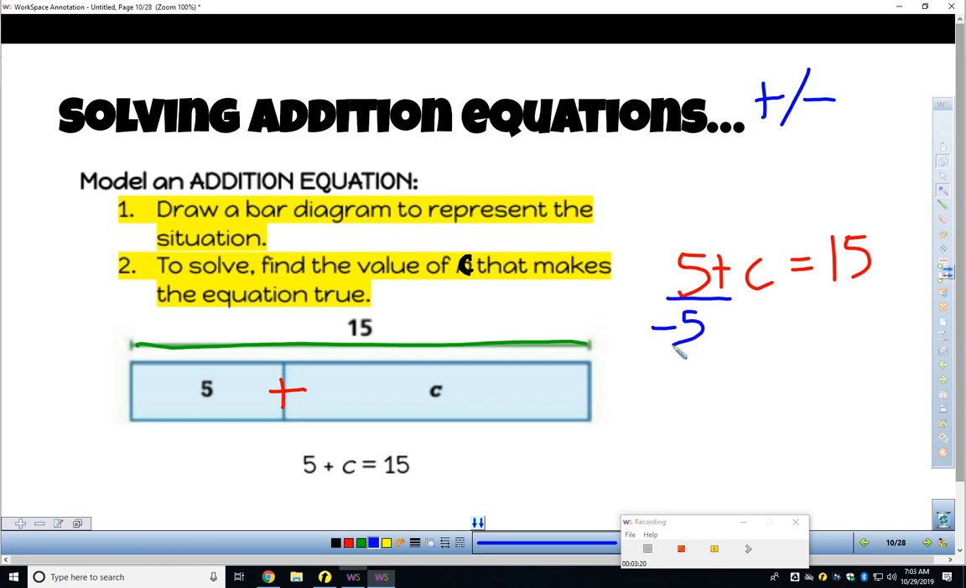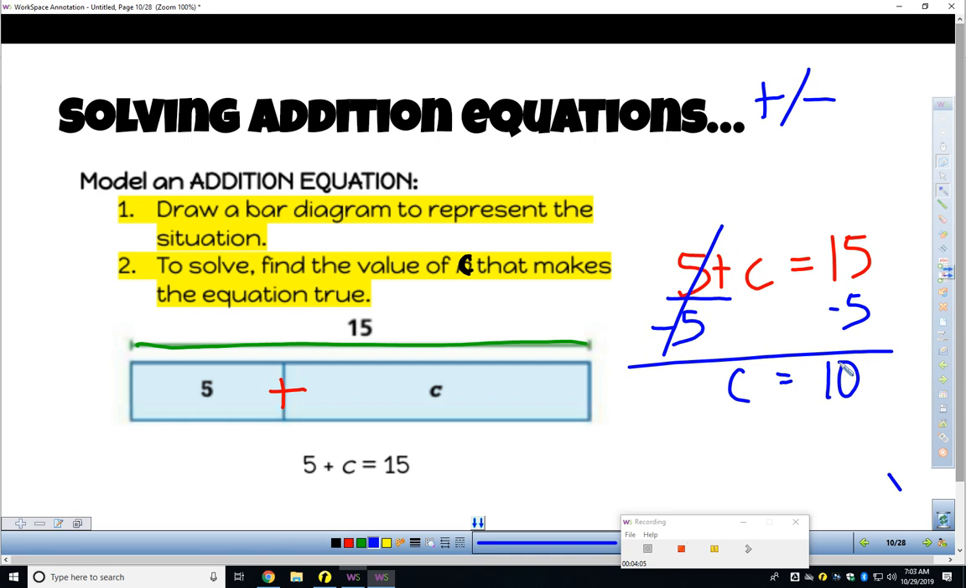But the only way I can do that is if I also take 5 away from the other side, right? Remember those properties of equality, right? This is still going to be equal as long as I subtract the same thing from both sides of my equation, right? If I only subtract 5 from one side, well, now I've changed the value of the equation. But if I subtract 5 from both sides, right? 5 minus 5 cancels out. I'm left with C. 15 minus 5 is 10.